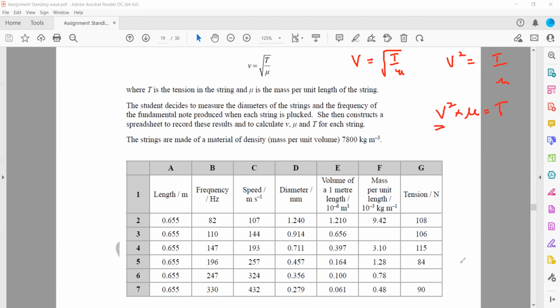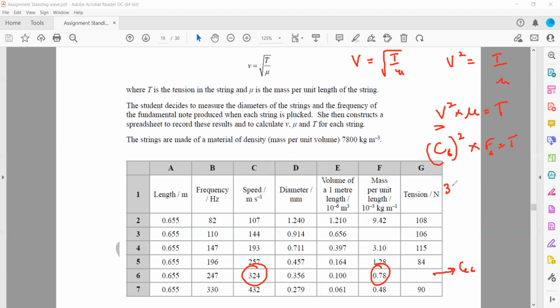because I want to calculate G6, so I need the speed for that only. So I need C6. So C6 squared, the speed squared, multiplied by the mass per unit length, 0.78. But don't forget, the spreadsheet has the exponent minus 3 written at the top in the column heading, but when you're substituting a value, you have to take the full value. So we need cell F6 to get this T.